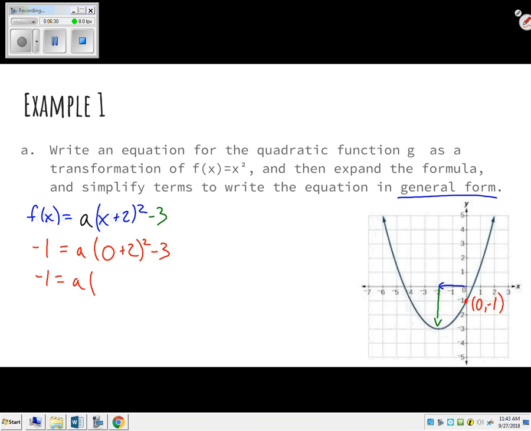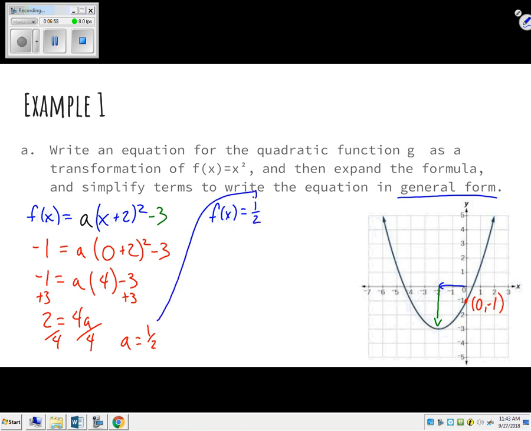So I get 0 + 2, and 2 squared is 4. I'm undoing what's being done to the a, so I need to add 3 to both sides. And so I get 2 = 4 times a. Divide both sides by 4, and I'm going to get a to be 1/2. So this parabola has been compressed by a factor of 1/2. So now I can come back up here to my original equation, and I can plug a 1/2 in for my a right there. And everything else comes over.